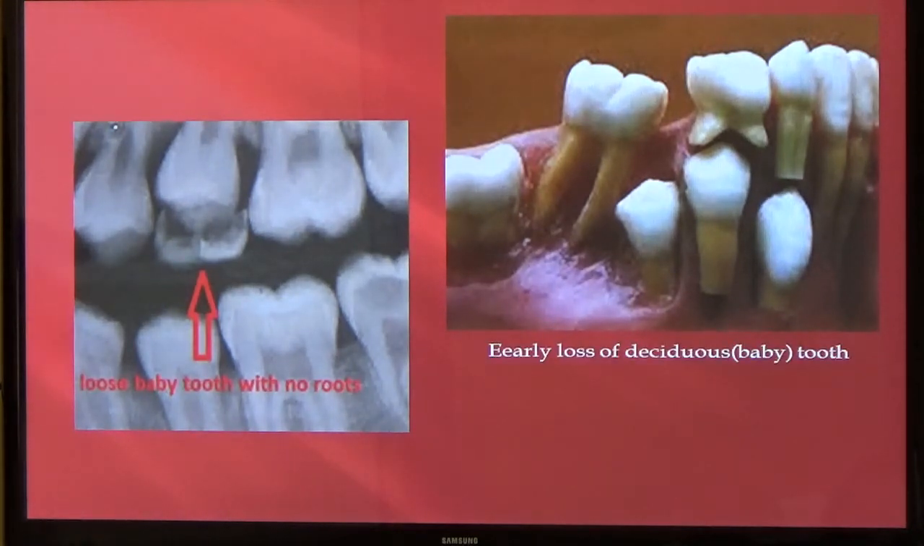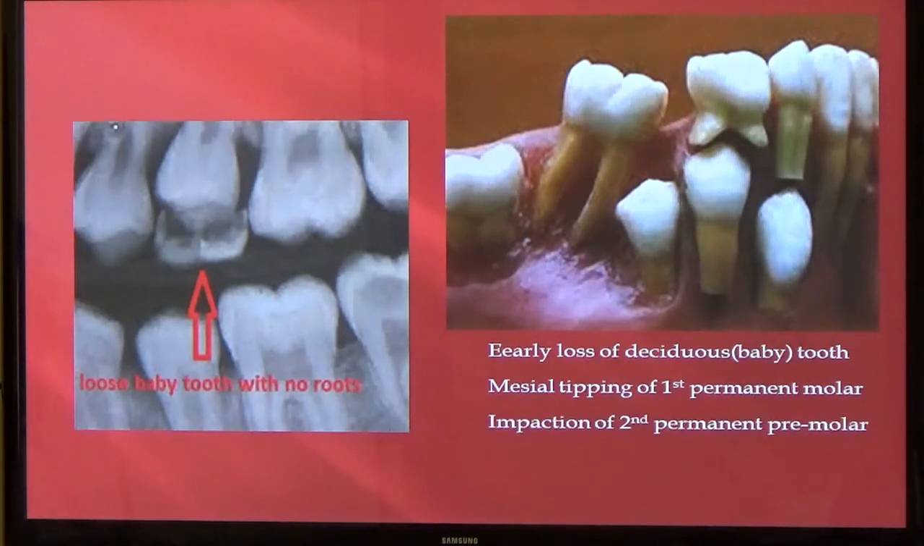Okay, so again, early loss of deciduous tooth, mesial tipping of the first molar, impaction of the second permanent premolar.